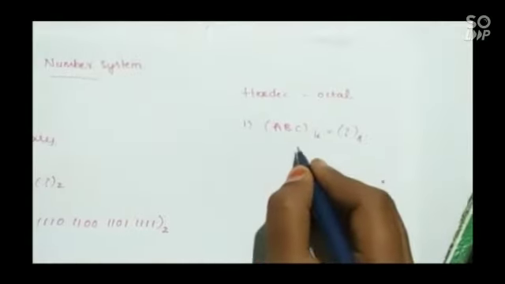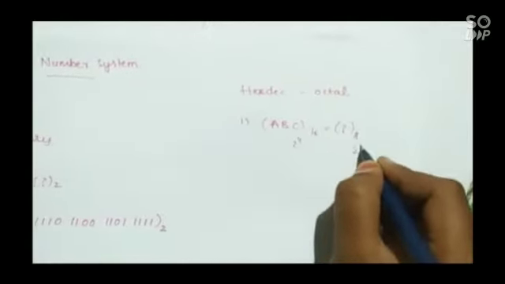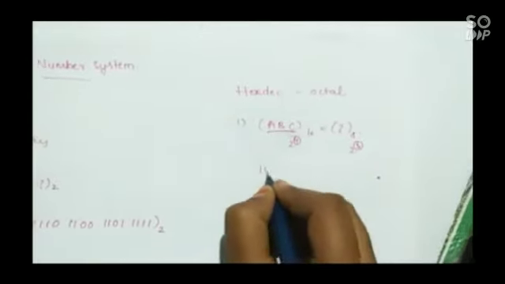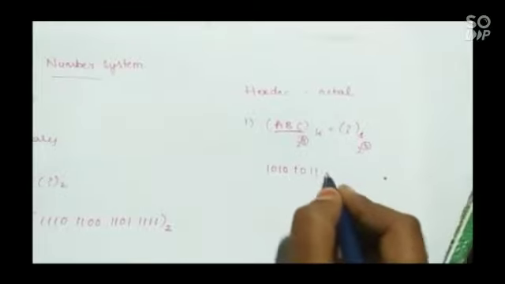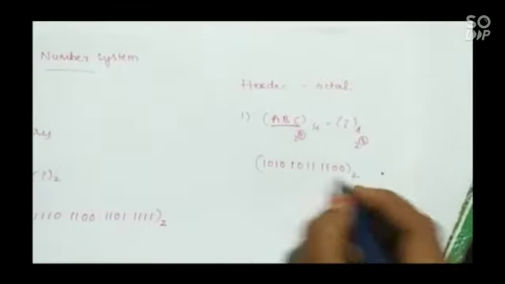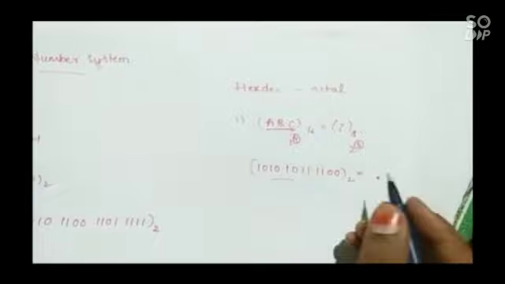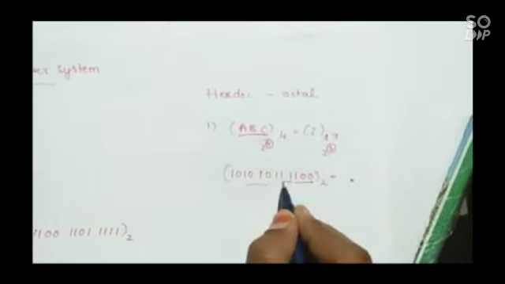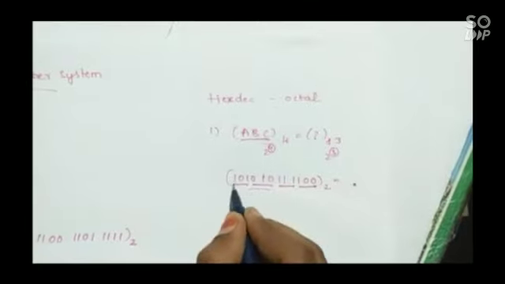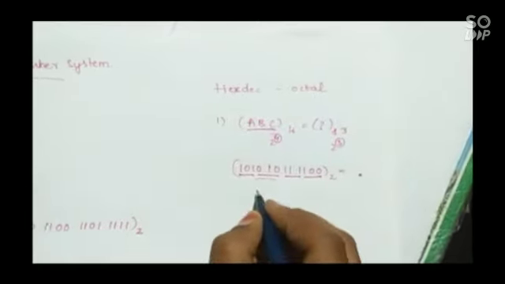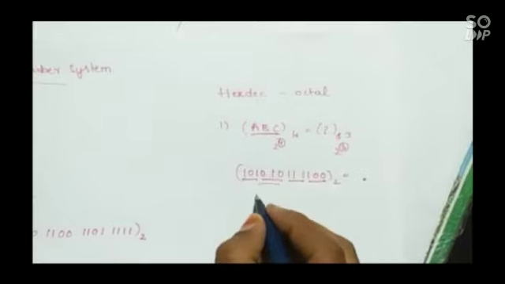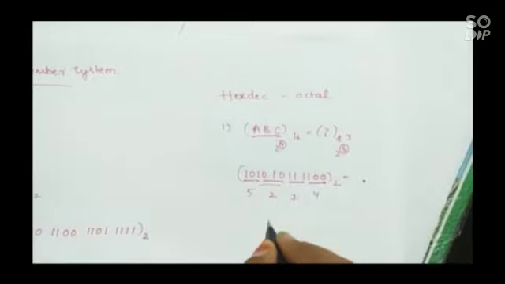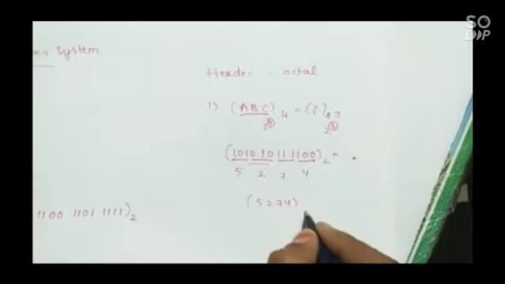And hexadecimal to octal. Okay, let us take here 2 power 4 appears, here we have 2 power 3. So for 4 digits we can divide this number: 1010, 1011, 1100 base 2. This is binary. We will now convert it into the octal number system. We will divide 3 digits from right to left. Here we have 5, 2, this is 7 and 4. 5, 2, 7, 4 base 8.